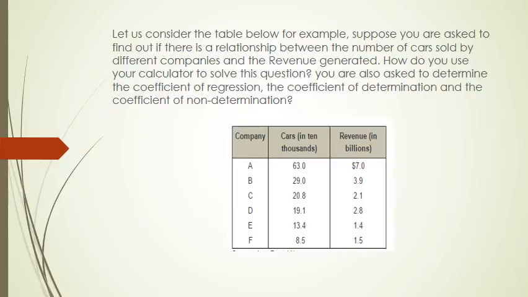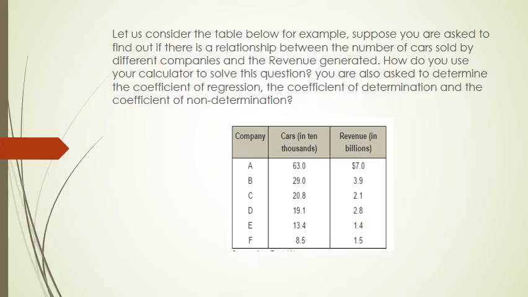Let us consider the table below. For example, suppose you're asked to find out if there's a relationship between the number of cars sold by different companies and the revenue generated. How do you use your calculator to solve this question? Since it has to do with relationship, we're looking at correlation and regression here. And also, you're asked to determine the coefficient of regression, the coefficient of determination and the coefficient of non-determination.